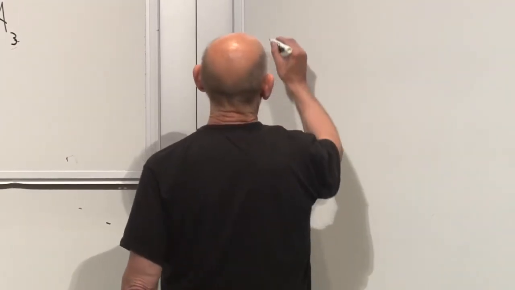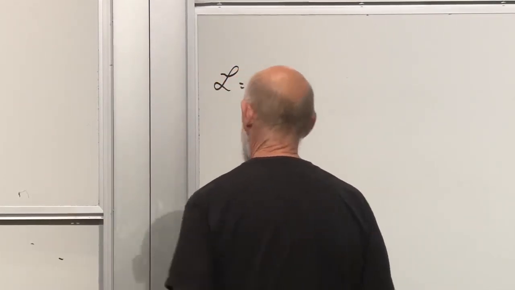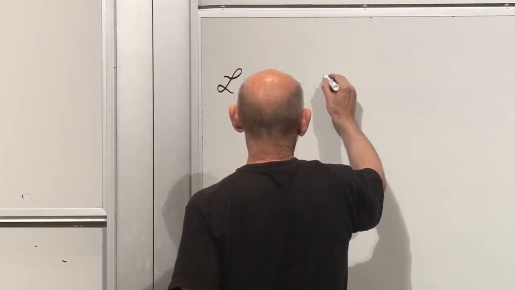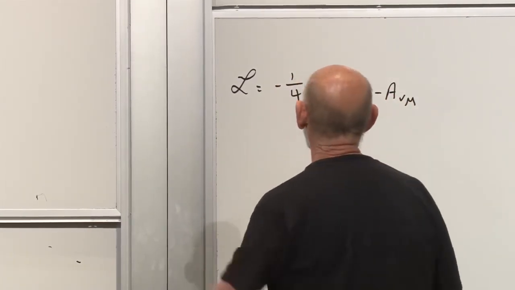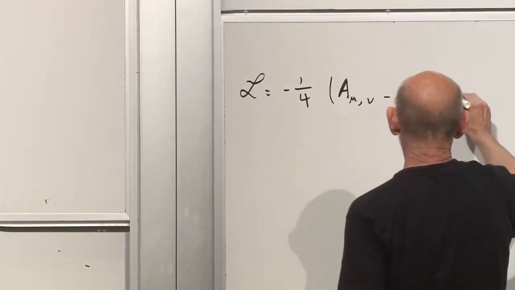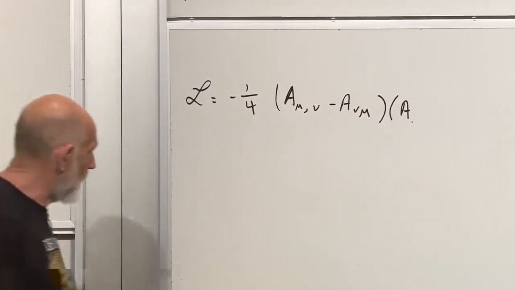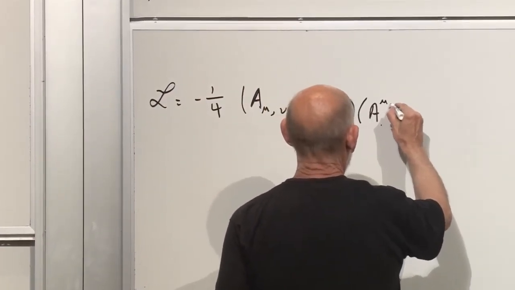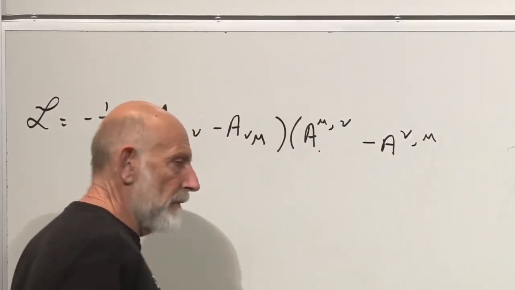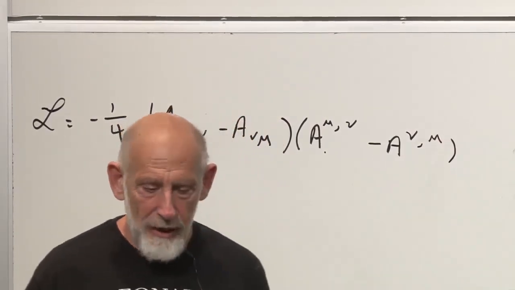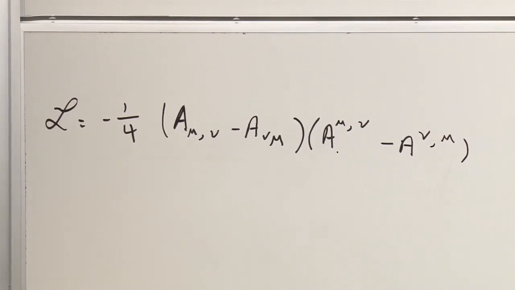All right, so here we have it. L is equal to minus 1/4 times A mu comma nu minus A nu comma mu, that's F mu nu, times the same thing again. Oh no, we have to put the indices upstairs. And again, I have emphasized over and over, the only difference between upstairs and downstairs is a sign change when you move a time index. That's all. That's the Lagrangian, minus 1/4 F mu nu, F mu nu.